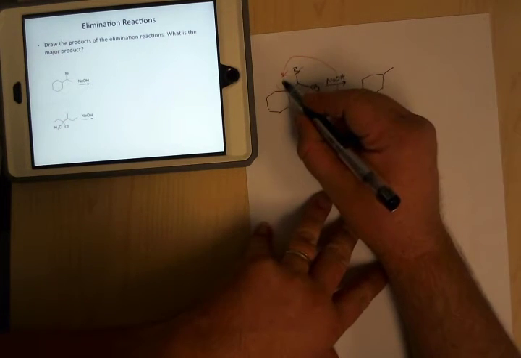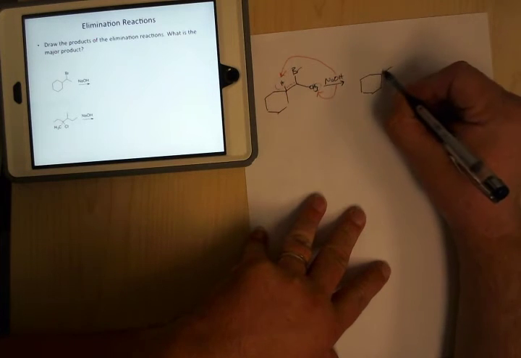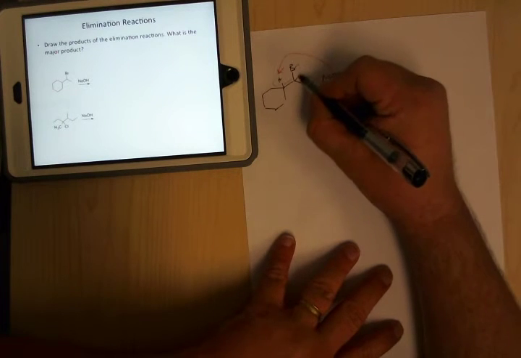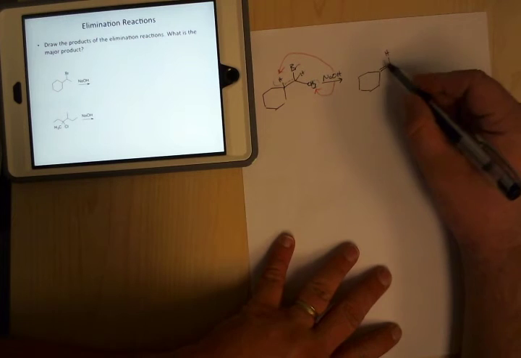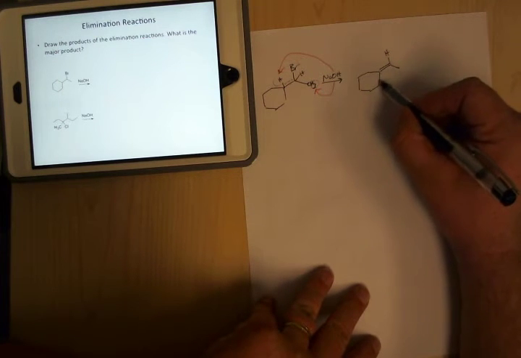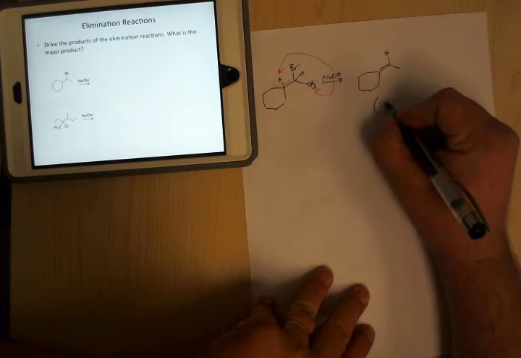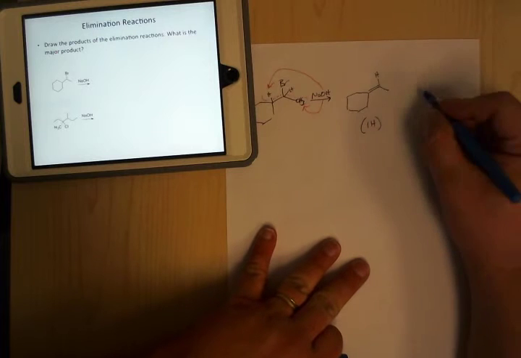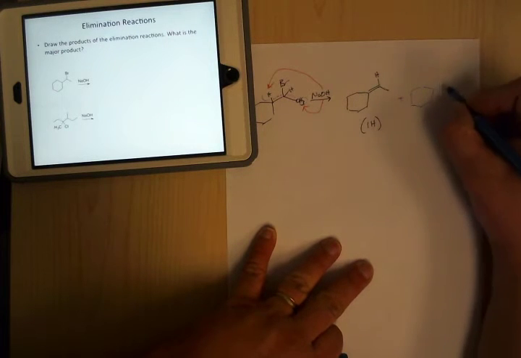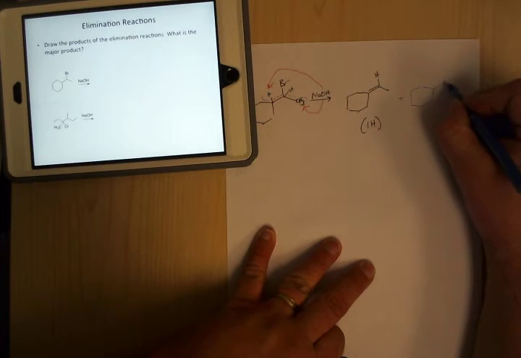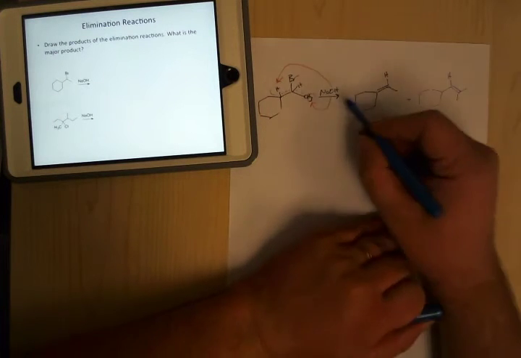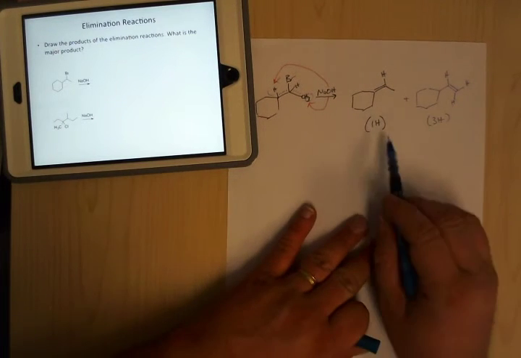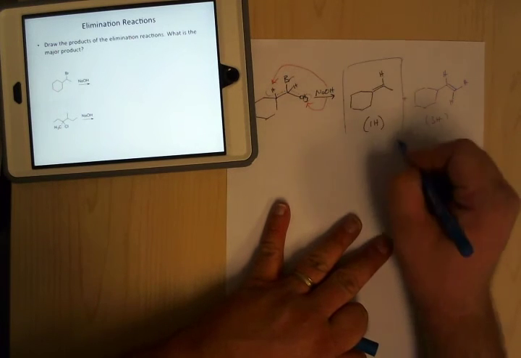If it rips off this one, the double bond is going to be there. There's a hydrogen there, so there's one hydrogen on this side for that molecule. If we rip off one of these hydrogens, the double bond would go there, and there are two hydrogens left, so now there's three hydrogens on the double bond. You want the fewer number of hydrogens on there, so this is going to be our major product.